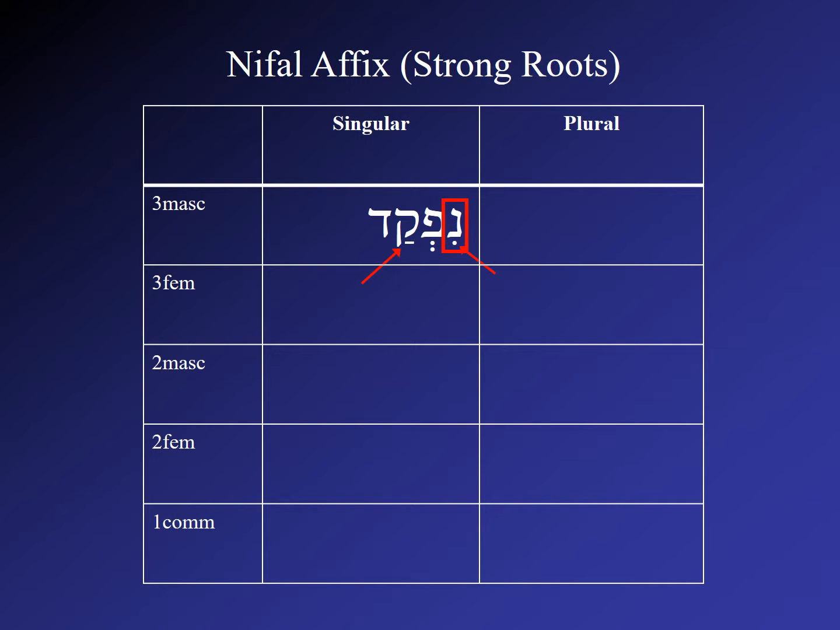Now in the third feminine singular, nifkada. Here again we have our nun preformative with the hirek. We've added the feminine singular affix a. Because this begins with a vowel, it has caused a reduction of our a class vowel to a shva. So nifkad, nifkada.